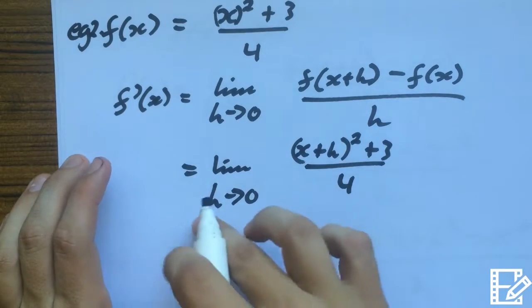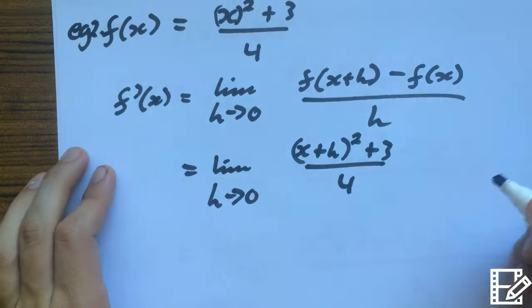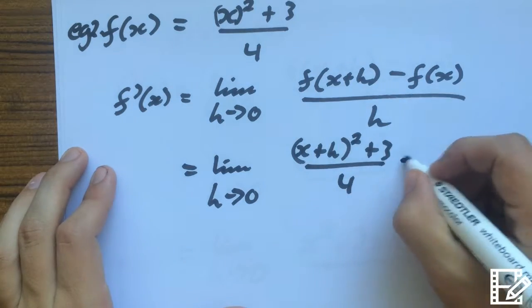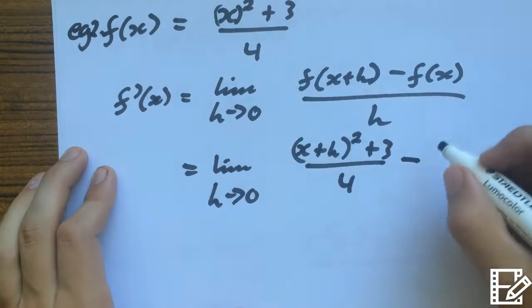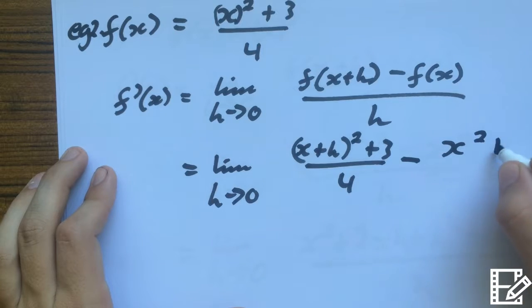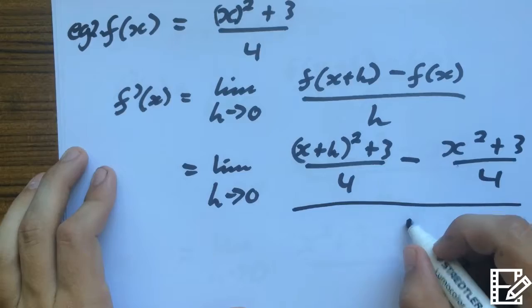As h approaches 0, the change in x approaches 0. But anyway, so we subtract that by the original function, which is just x squared plus 3 on 4, all over h.